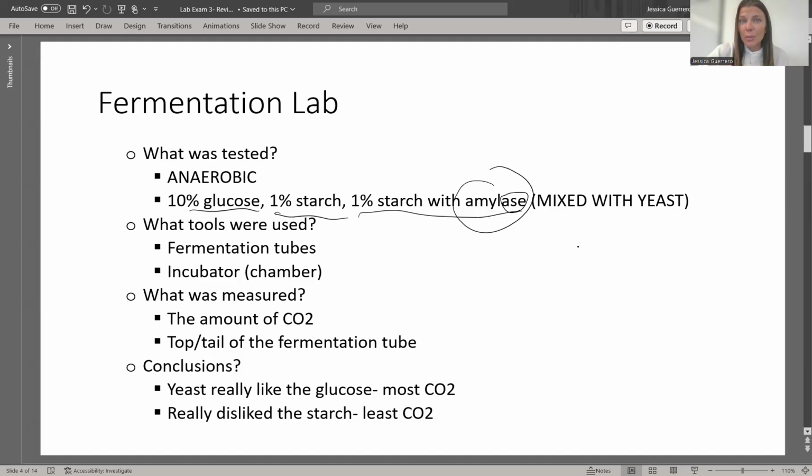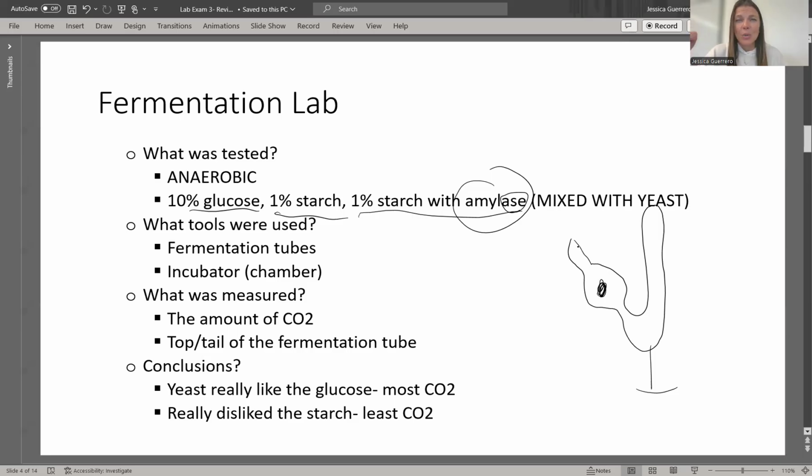So just a recollection, in this lab, we set up fermentation tubes that kind of looked like this, and then they had their little stand. You put your yeast and its food source here, and then you put it in the incubator and it stayed in there.